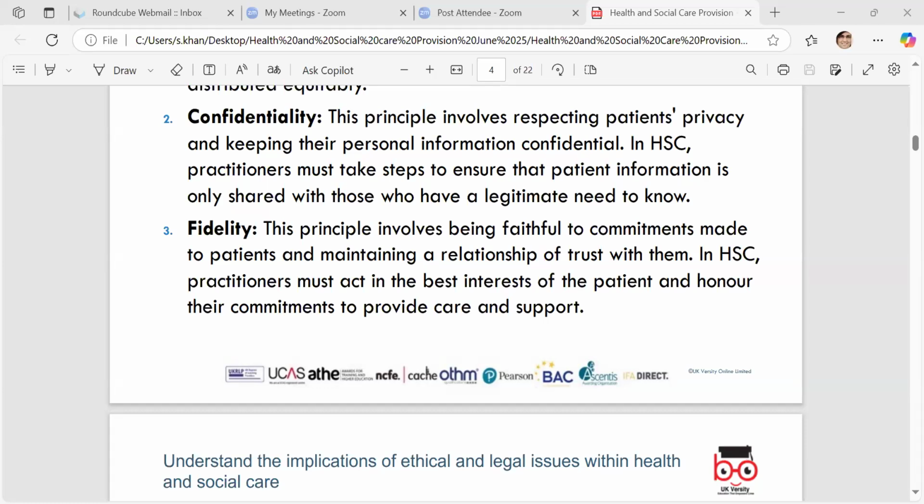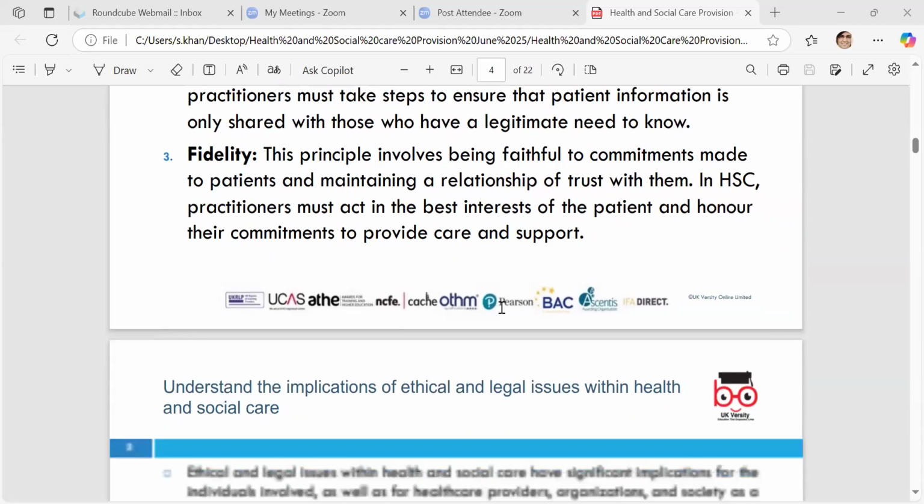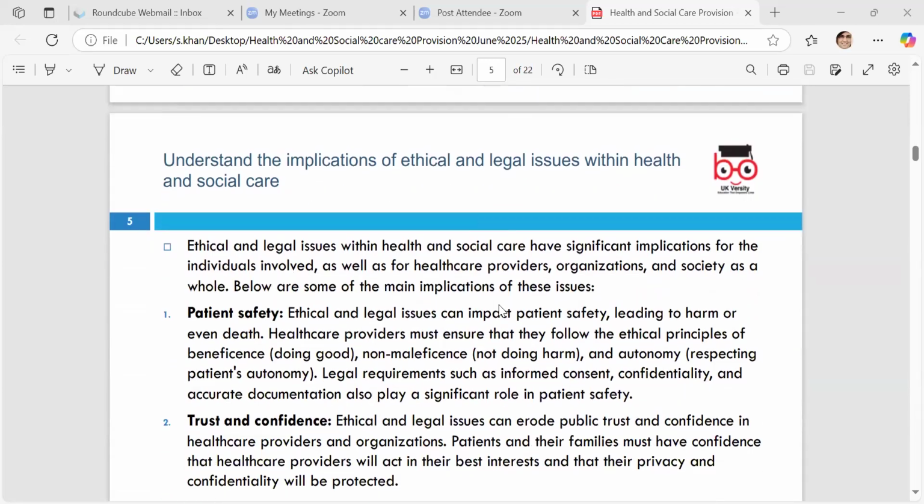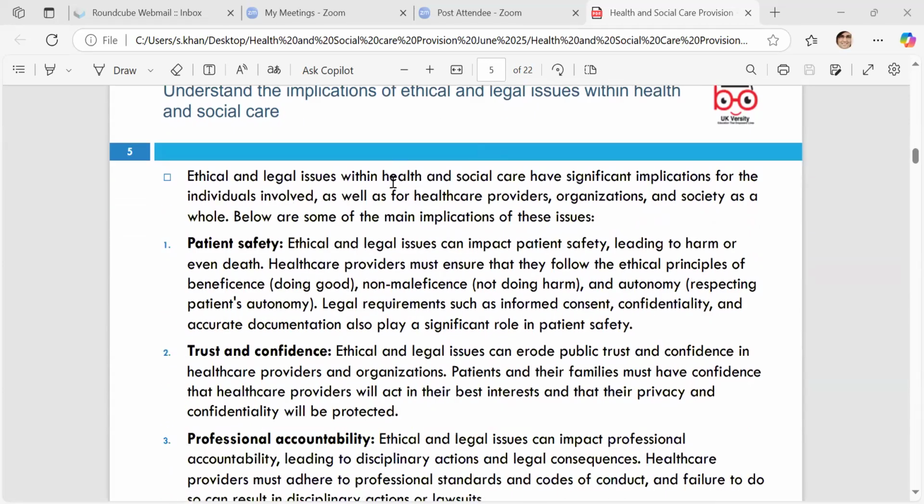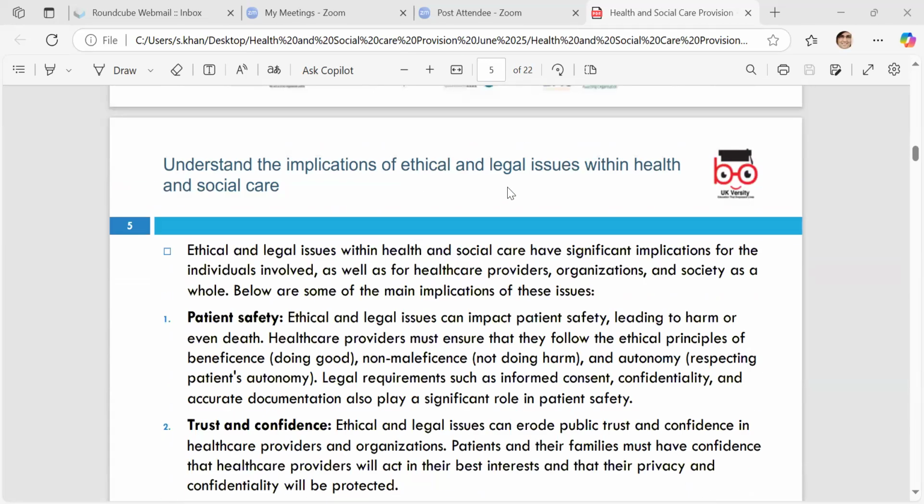If they open up to the doctor, which means they trust them, they will tell them. And that's a really important part of it, isn't it? The trust issue, the relationship of trust with them is really important. The next one is to understand the implications of ethical and legal issues within social care.